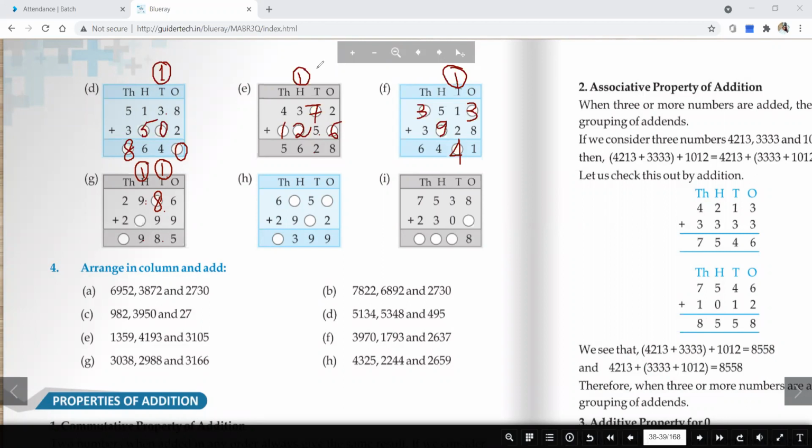From 9 we can't subtract 10. That is why we will take 19 minus 10. This is on the 100 place. Okay. So it will come as again 9. Carry on one. This is your problem.